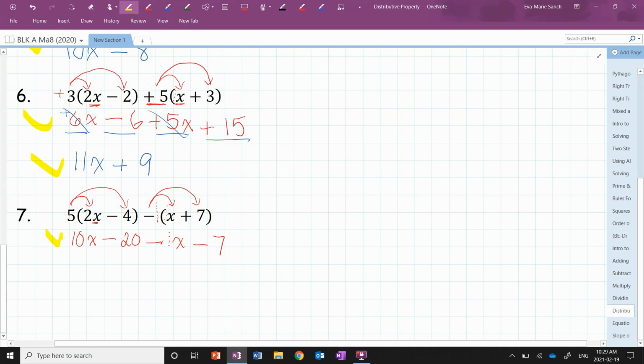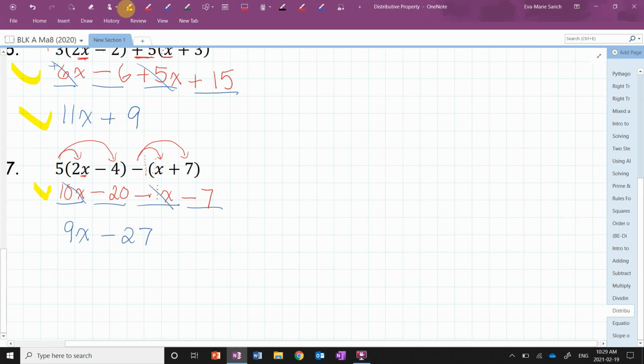Now you need to add like terms together. Okay, so x is first. So positive 10 and negative 1, that's going to give us positive 9x's. Negative 20 and negative 7, cold added to more cold gets colder, so negative 27. Okay, or subtract 27. There's our final answer. That gives us a 2nd mark.